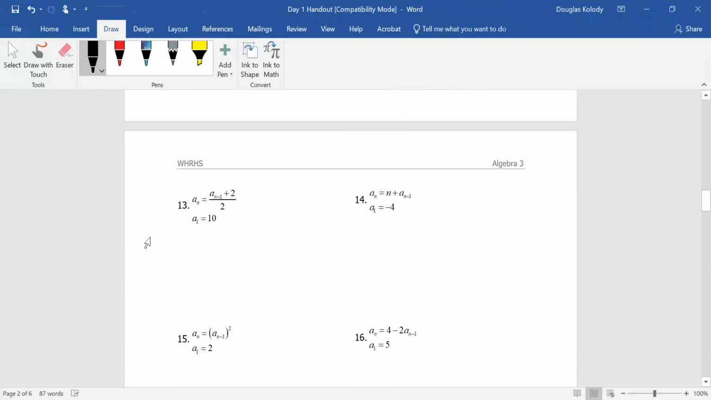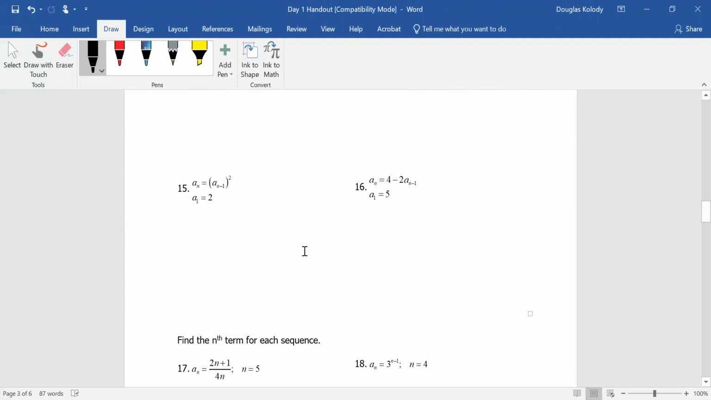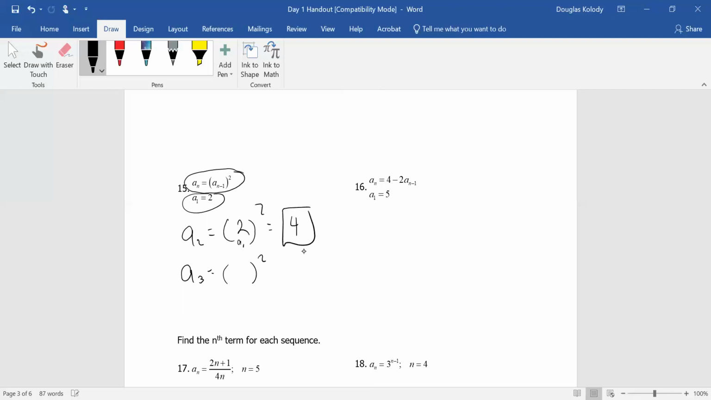All right, more recursive formulas. As long as you see A sub n minus 1, that lets you know it's recursive. Number 15 basically says take the previous term and square it. So just quickly here, I'll find A sub 2 and A sub 3 with you. That means previous term squared. Previous to A sub 2 is A sub 1. What's A sub 1? It's 2. Squared is 4. Then I plug that previous term in to find the next term. 4 squared is 16.